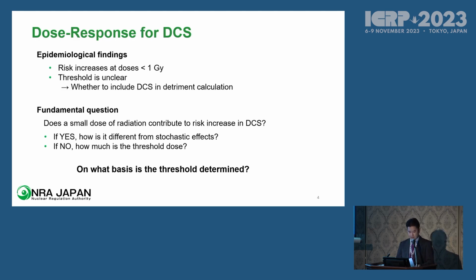There is an ongoing debate on whether to include DCS in the determinant calculation. Then, a fundamental question arises. Does a small dose of radiation contribute to the risk increase in DCS? If the answer is yes to this question, how is it different from stochastic effects? And if the answer is no, how much is the threshold dose? So it is just like a circular argument. And to explore these apparently paradoxical questions, I think we should get back to the basics. On what basis is the threshold determined?